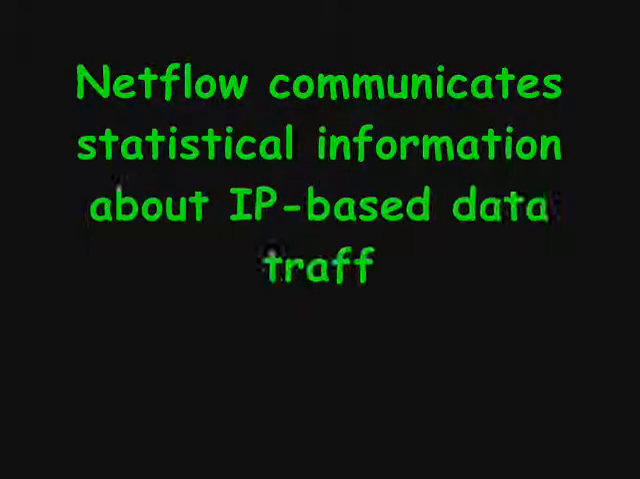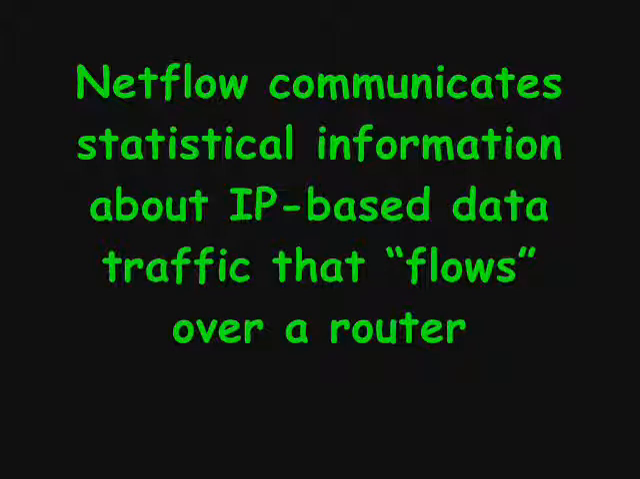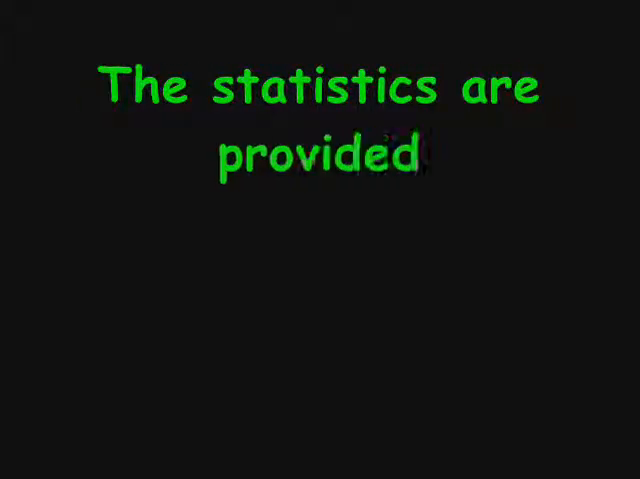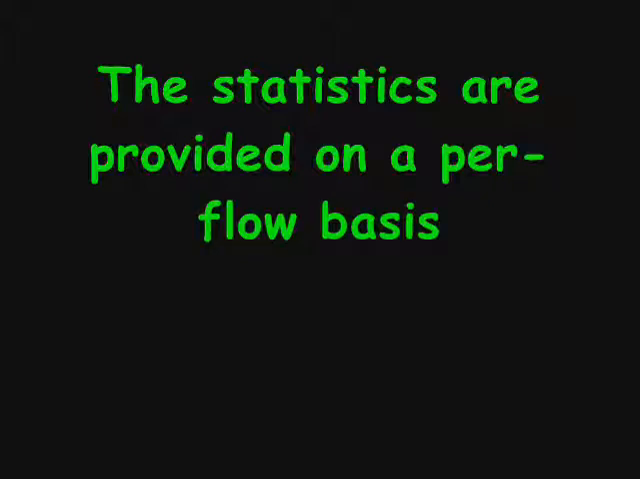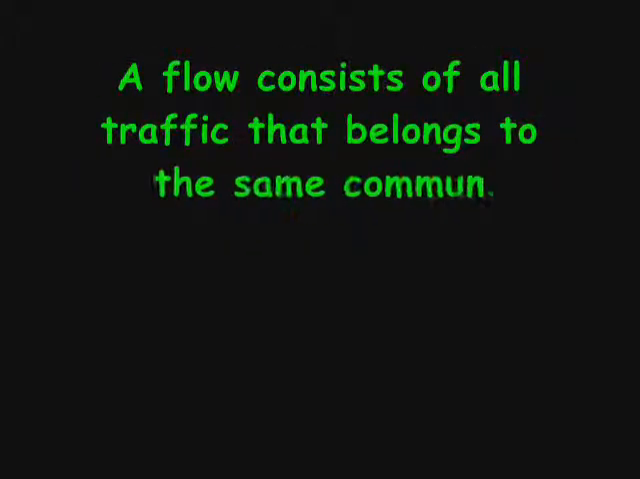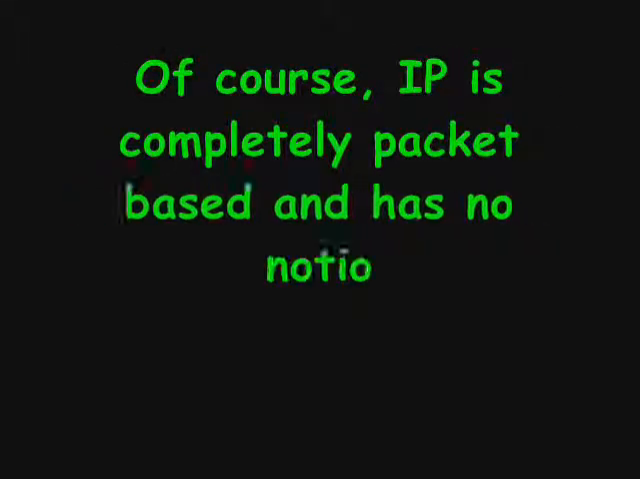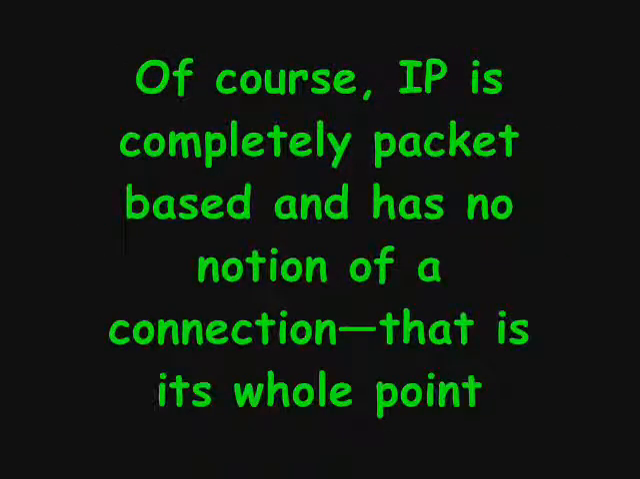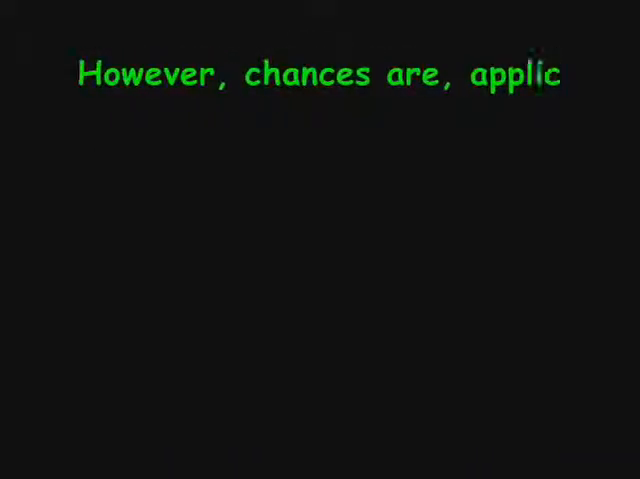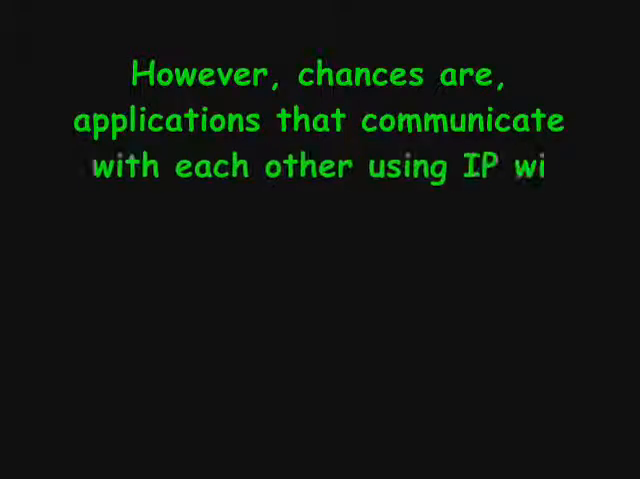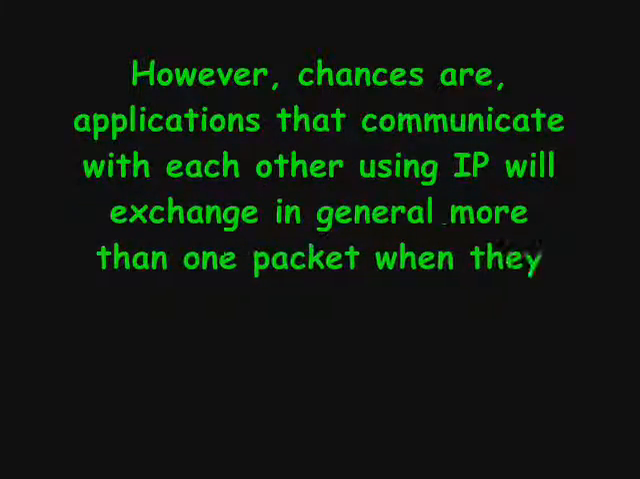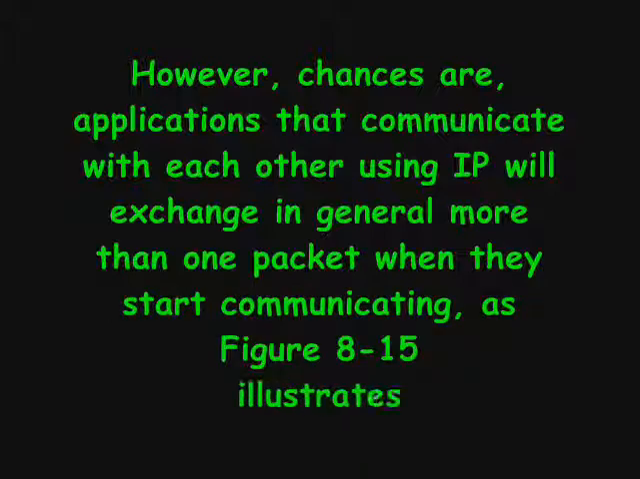IP flows. NetFlow communicates statistical information about IP-based data traffic that flows over a router. The statistics are provided on a per-flow basis. A flow consists of all traffic that belongs to the same connection context, basically IP data packets that belong to the same connection. Of course, IP is completely packet-based and has no notion of a connection; that is its whole point. However, chances are applications that communicate with each other using IP will exchange in general more than one packet when they start communicating, as Figure 8-15 illustrates.